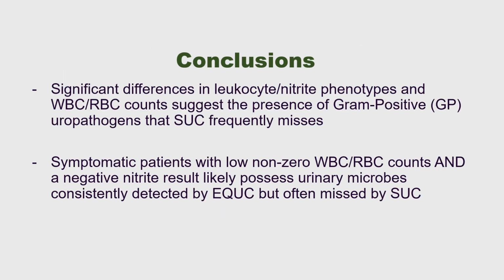Our conclusions are that there are significant differences in leukocyte nitrite phenotypes and median white blood cell and red blood cell counts that suggest the presence of gram-positive uropathogens in urine that standard urine culture is frequently missing. Additionally, symptomatic patients with low non-zero white blood cell and red blood cell counts and a negative nitrite result likely possess urinary microbes consistently detected by expanded culture but often missed by standard culture. Overall, this supports our hypothesis that urinalysis phenotypes vary relative to expanded culture urotype.